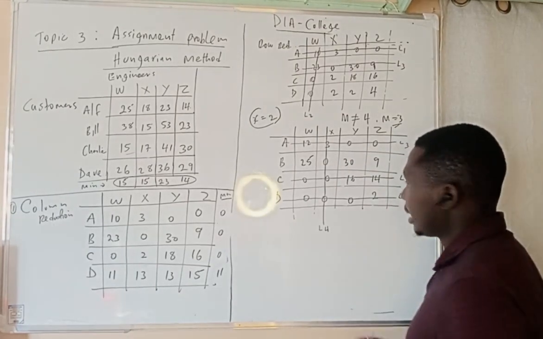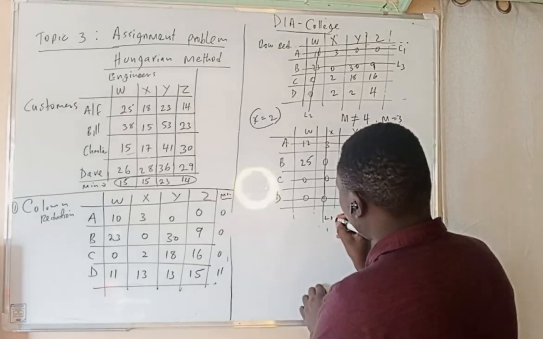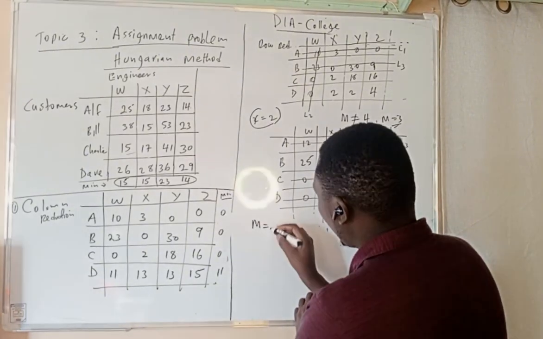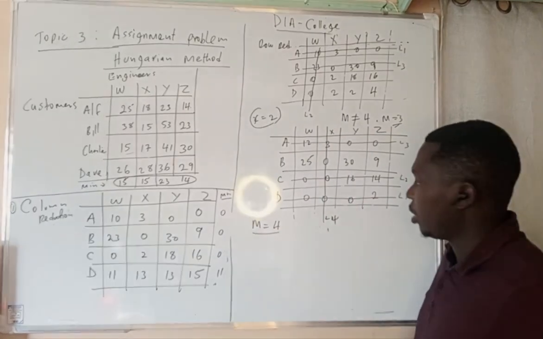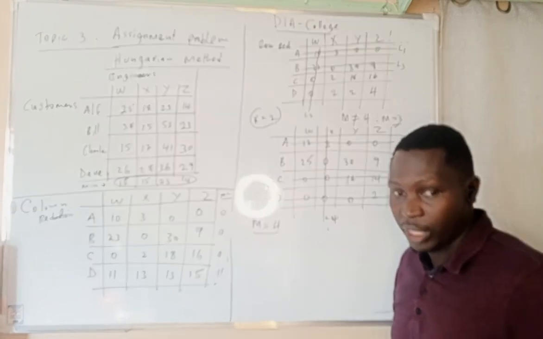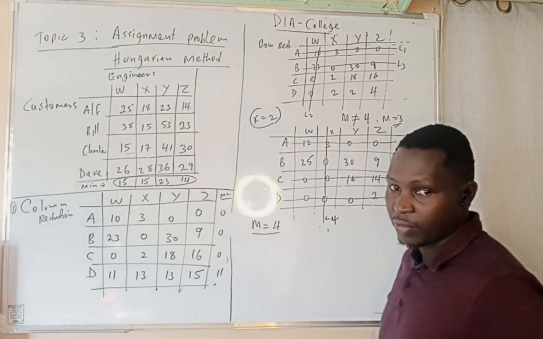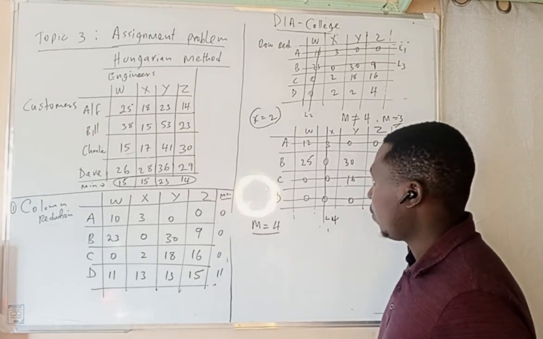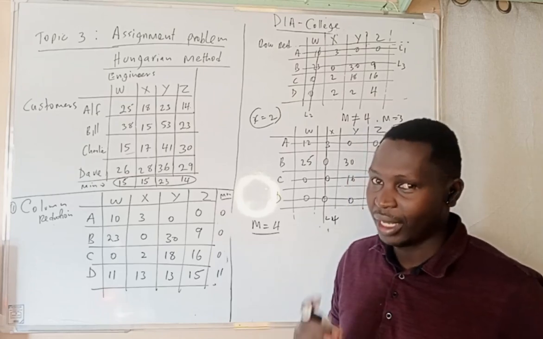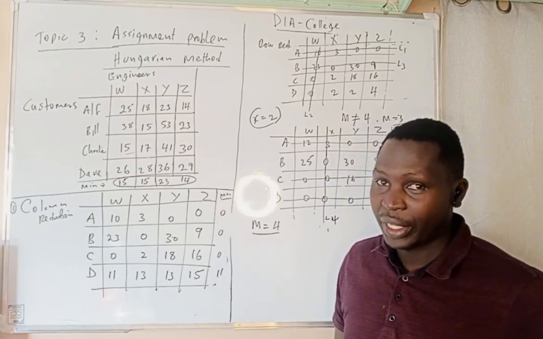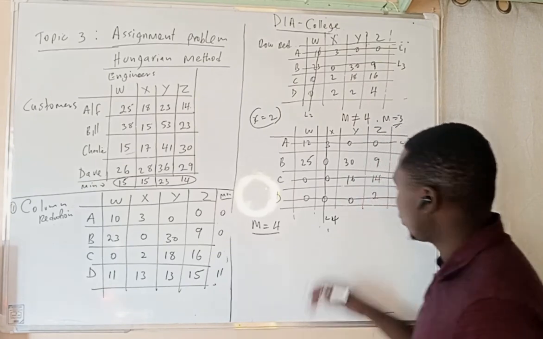Now because I can see that I have 4 lines, I can say M is equal to 4. So I have reached the final matrix, and for this reason I'll proceed to step number 5. Step number 5 is final allocation. I'll perform what we call row scanning and column scanning. Then thereafter I'll allocate a unique 0 in each column and row. So let's see how we're going to do that.